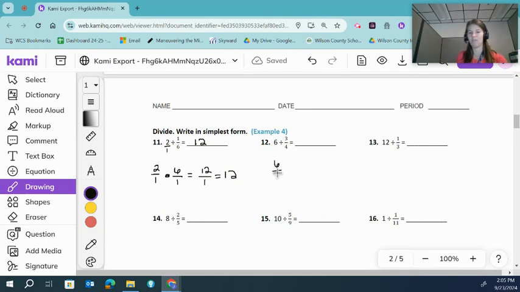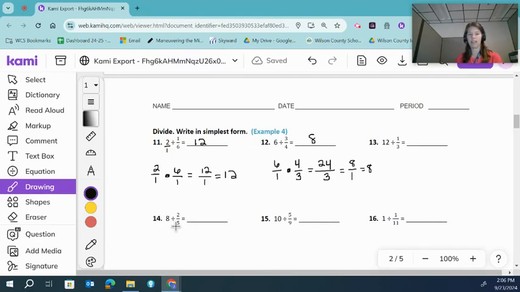So again, 6/1, multiply by the reciprocal. So I change my division to multiplication, and then I use the reciprocal there. 6 times 4 is 24. 1 times 3 is 3. Then I simplify and I get 8/1, or 8.